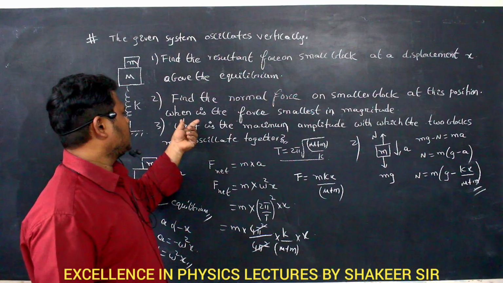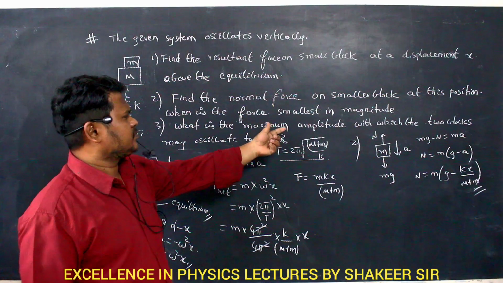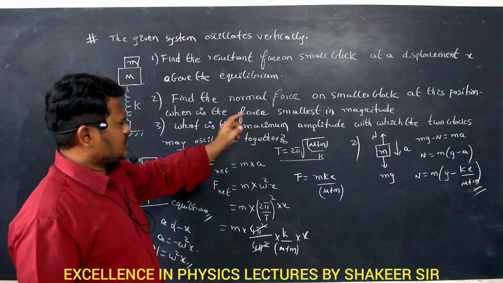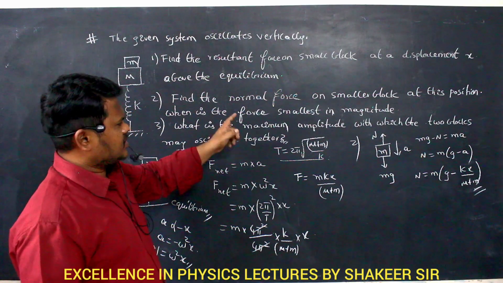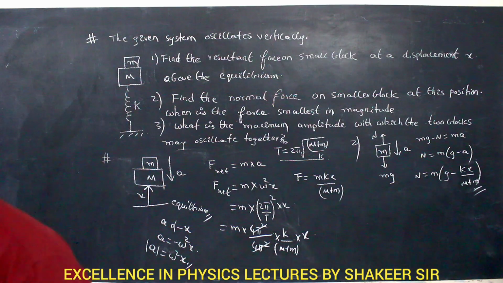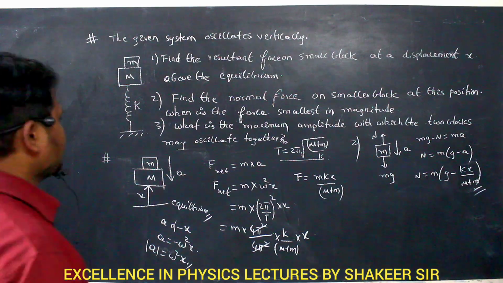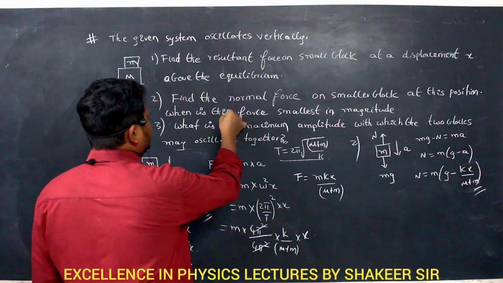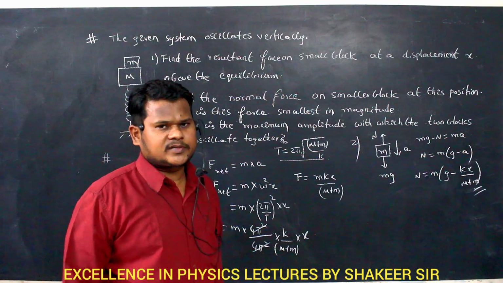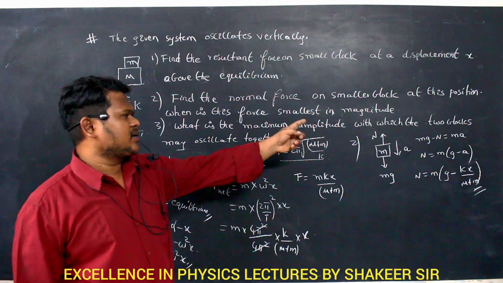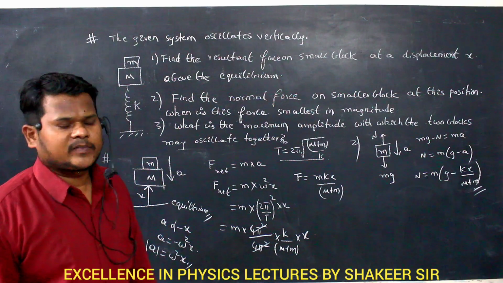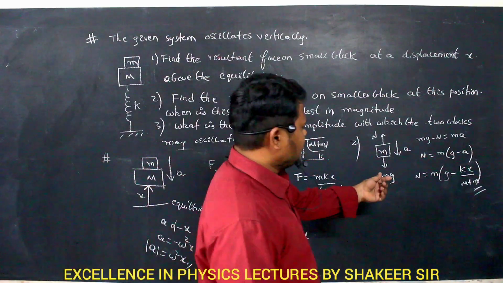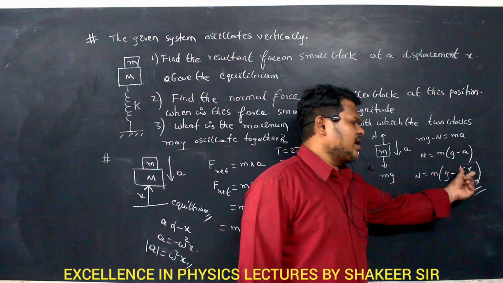Now let us go for the second question. When is the force smallest? Force or normal reaction? I think it is normal reaction, not force. Let me see the question. So what is meant by this force? This force means normal reaction. So in which condition will this normal reaction be smallest in magnitude? Clear? This normal reaction will be smallest in magnitude when x value is maximum.